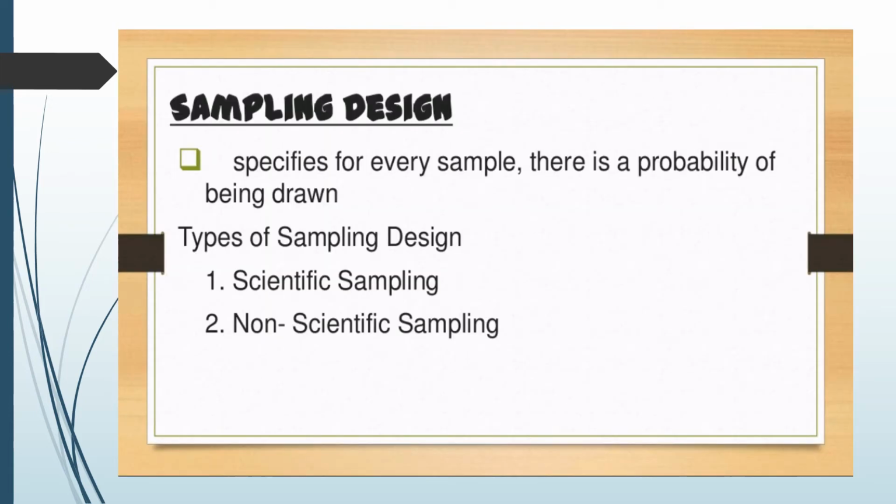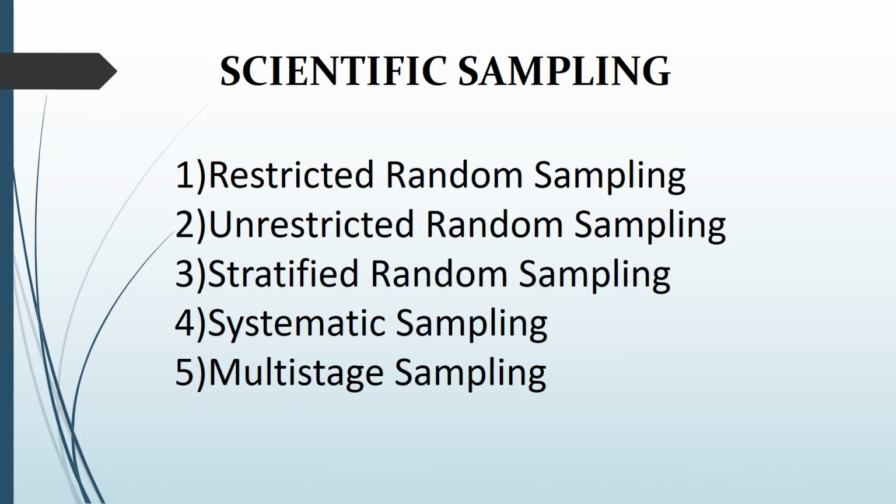Then sample design specifies for every sample there is a probability of being drawn. Types of sampling design, we have two types here, the scientific sampling and the second one is the non-scientific sampling. And scientific sampling, we have five different types of scientific sampling here. When we say scientific sampling, we are going to follow the methods that the science use in order to collect data for our research. So we have five here.